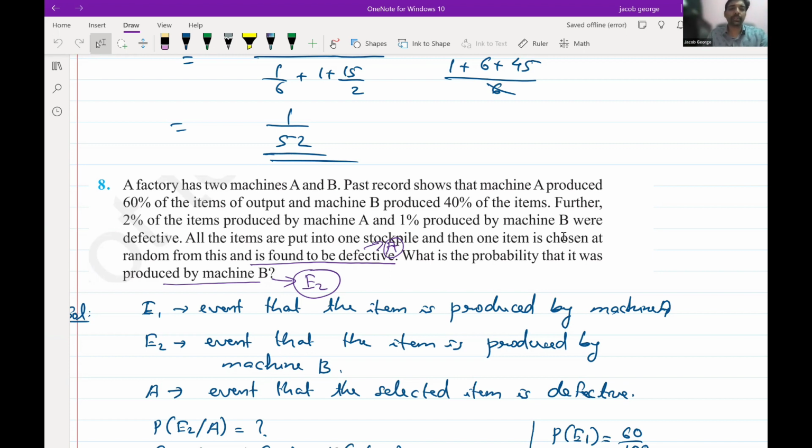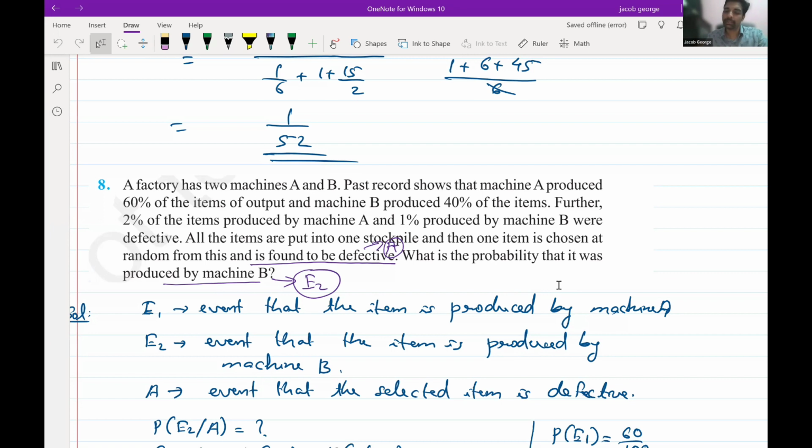Further, 2% of the items produced by machine A and 1% produced by machine B were defective. So that defective is related to capital A. It is given like this. All the items are put into one stockpile and then one item is chosen at random from this and is found to be defective. Found to be defective means capital A. The given event is that the selected item is defective.